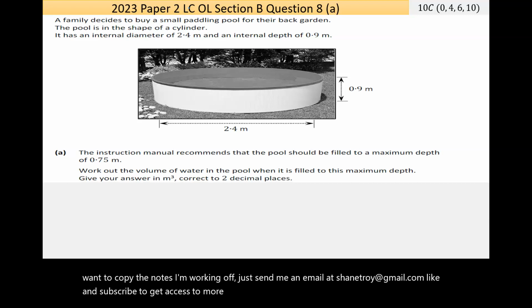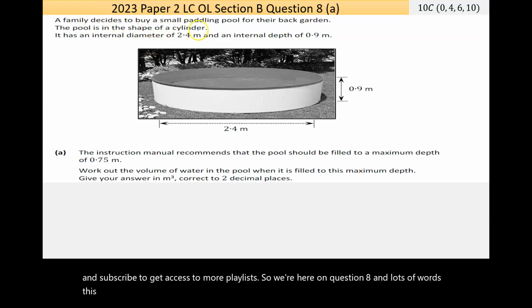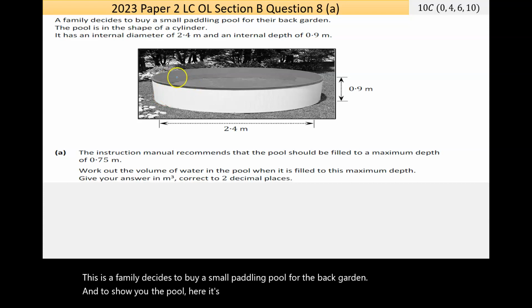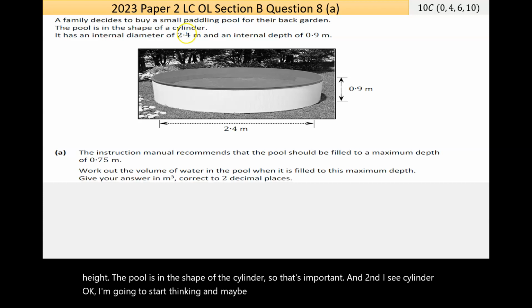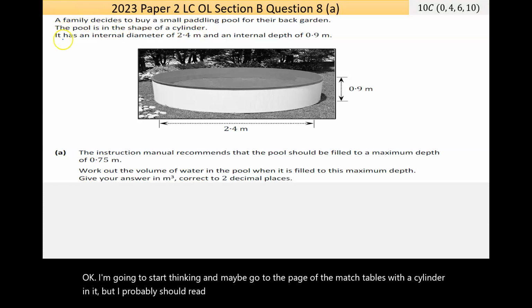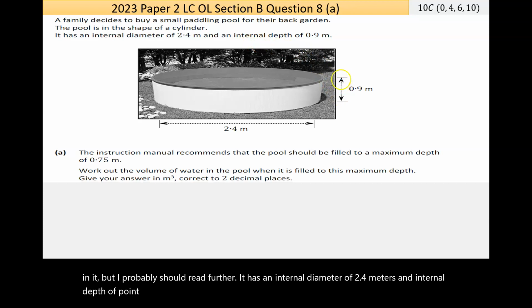So we're here on question 8, and lots of words. It says a family decides to buy a small paddling pool for the back garden, and they're showing you the pool here. It's cylindrical, and the water level goes up to a certain height. The pool is in the shape of a cylinder, so that's important. The second I see cylinder, I'm going to start thinking and maybe go to the page of the maths tables with a cylinder in it, but I probably should read further. It has an internal diameter of 2.4 meters and an internal depth of 0.9, so that's shown on the image.